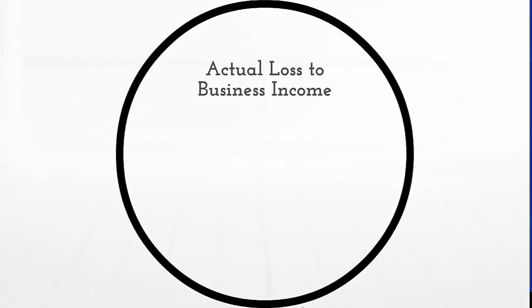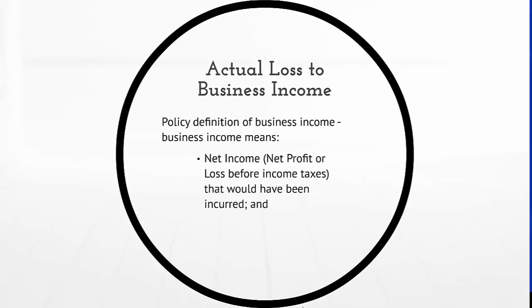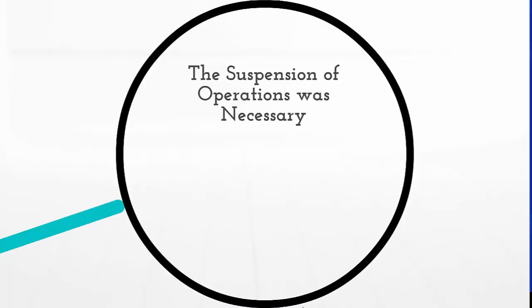First, you have to consider the actual loss to business income. The policy definition of business income is net income, net profit or loss before income taxes that would have been incurred, and continuing normal operating expenses incurred, including payroll. It is necessary for there to have been a suspension of operations. This can be a total or partial suspension of operations.